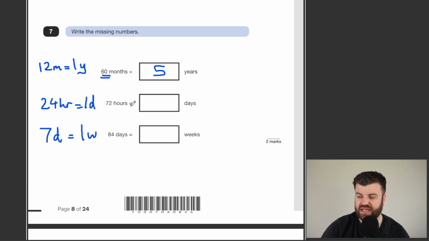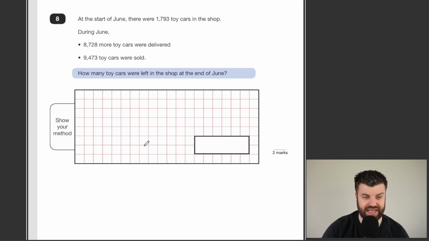Then below that, how many 24s can we fit into 72? This is less about times tables, more about repeated addition. Well, if 1 day is 24 hours, 2 days are 48 hours, add another 24 on, and you get 3 days is 72 hours. And then finally, if 7 days is 1 week, how many lots of 7 fit into 84? It's another times table question, and it's 12. 12 sevens are 84, so 84 days is 12 weeks.